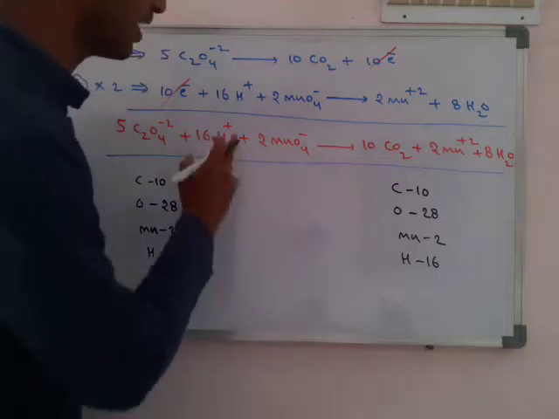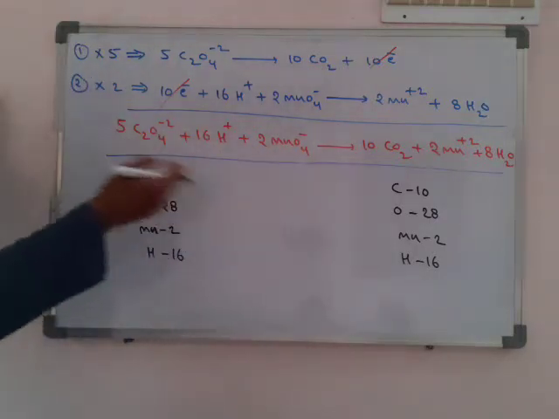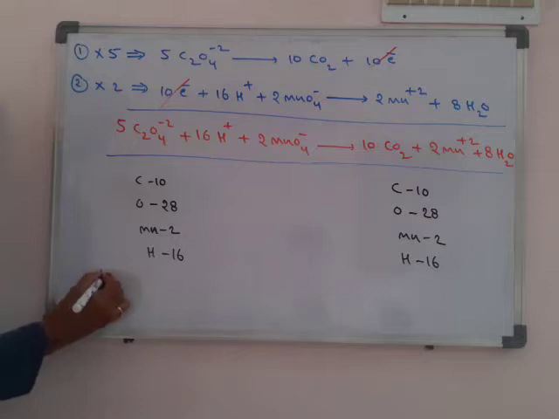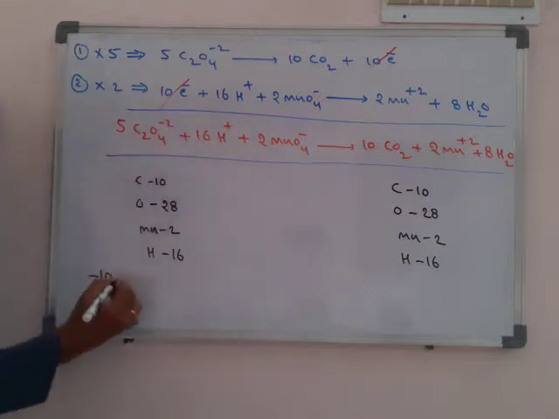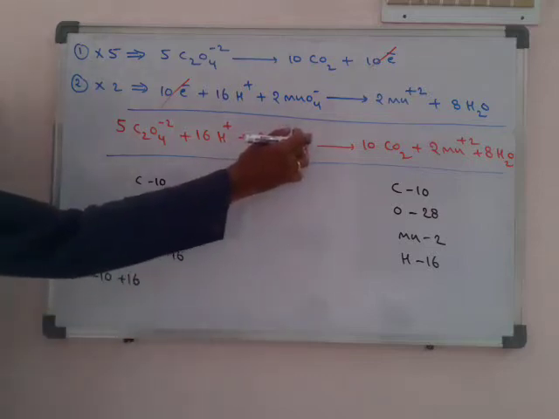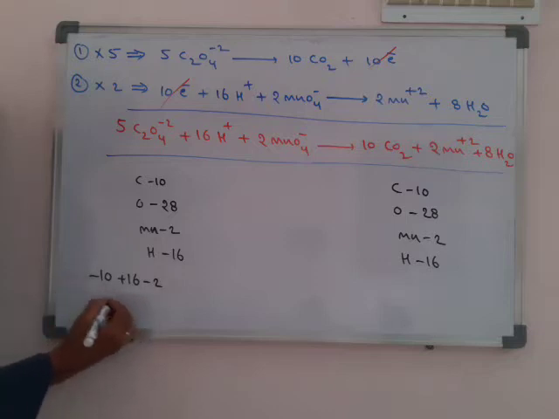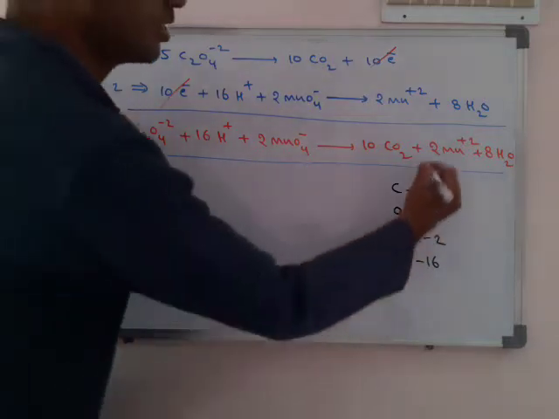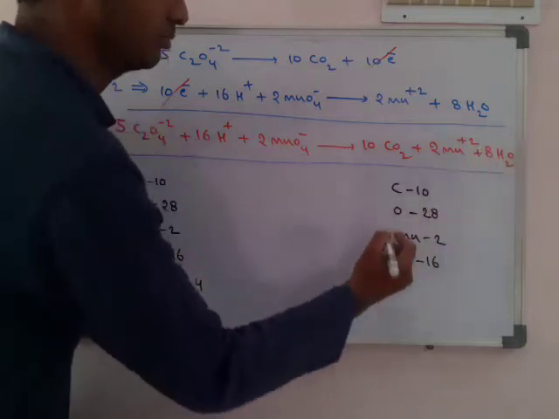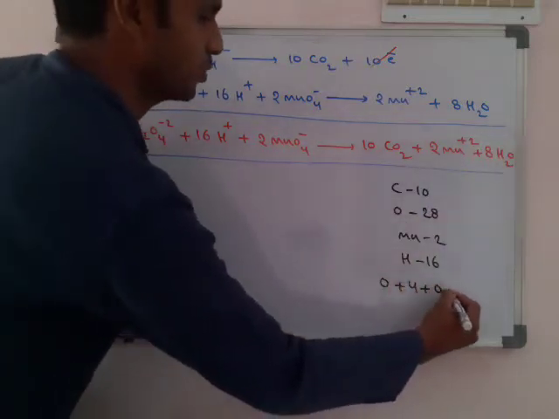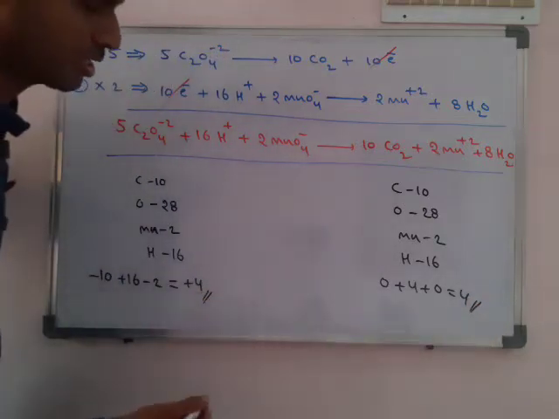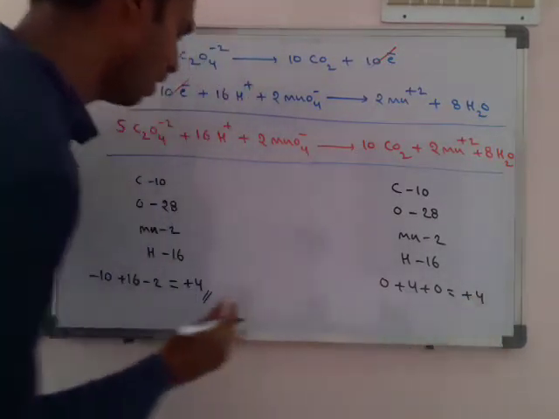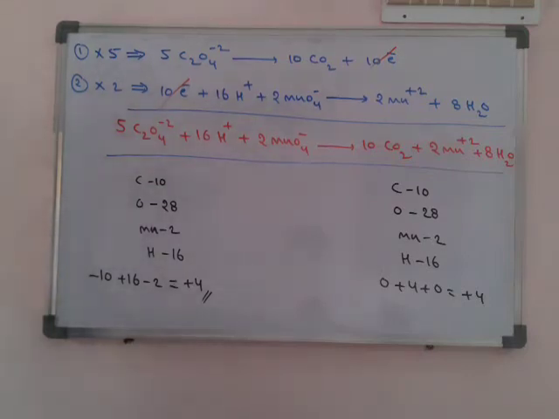Now the charge has to be done separately. Don't count the 16H plus here. What is the total charge on the left side? The left side has -2 units; how many are there? 5 units of -2, so the total is -10. Plus units: how many? 16, so that is plus 16. Minus units: how many? -2. So what is the total charge? The total charge is -12 plus 16, so +4 is the charge. Here what is the charge? Here the power is 0. Here +4, here 0. So 0 plus 4 plus 0, total 4. So the charge is also balanced. Like this we have to balance and check everything. Now all are balanced. So it is the balanced redox reaction.